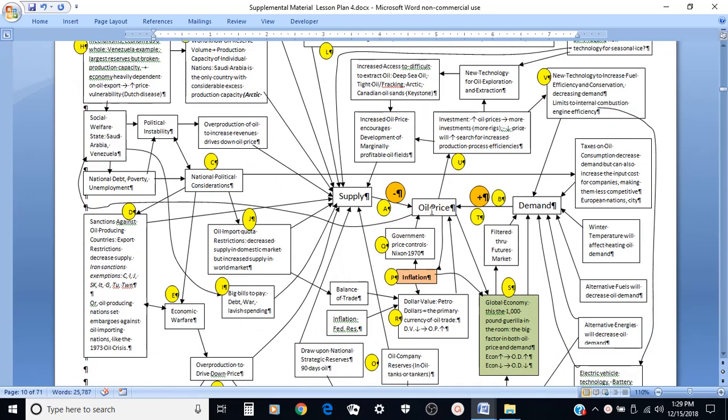So we'll start here. Here's oil price. Here's kind of like the target. Two main factors that affect it are supply and demand, as always, right? As supply goes up, oil price goes down. So it's a negative correlation there. As demand goes up, price goes up. All right. Now, so what factors can affect it? Well, first one we'll look at is national political considerations. And let's take a look at some possible political considerations we may have.